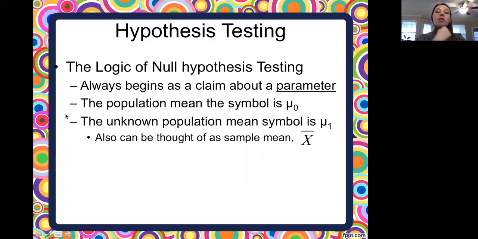All right, so the logic of the null hypothesis significance testing method, or NHST, is that we always begin by making a claim about a parameter. And if you remember what I was talking about earlier, a parameter is some characteristic of a population. We can remember that because parameter starts with P, population also starts with P. So our population mean, the symbol is mu subscript 0. The unknown population mean, or our sample mean is another way of thinking about it, is our mu subscript 1.